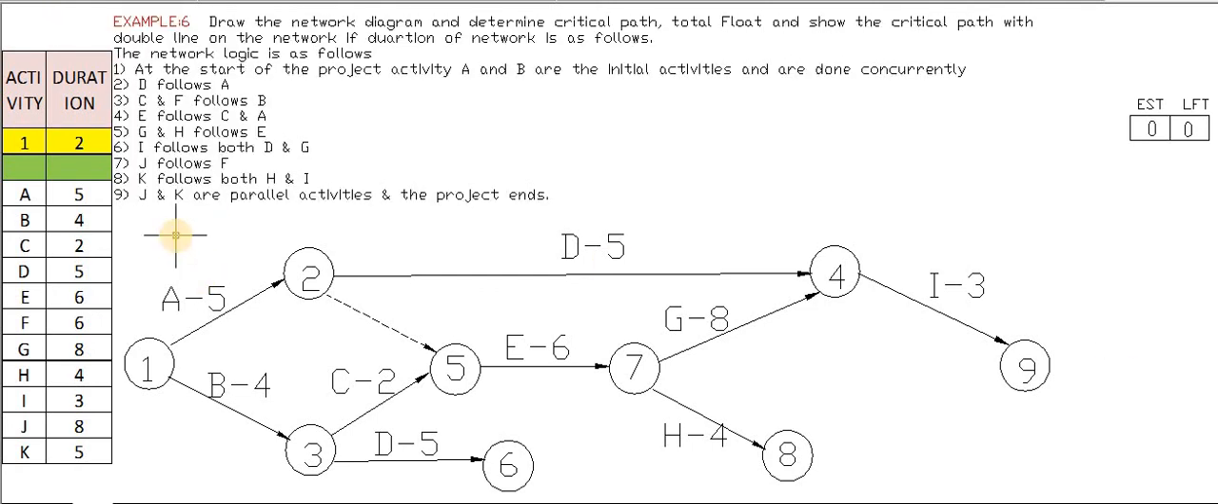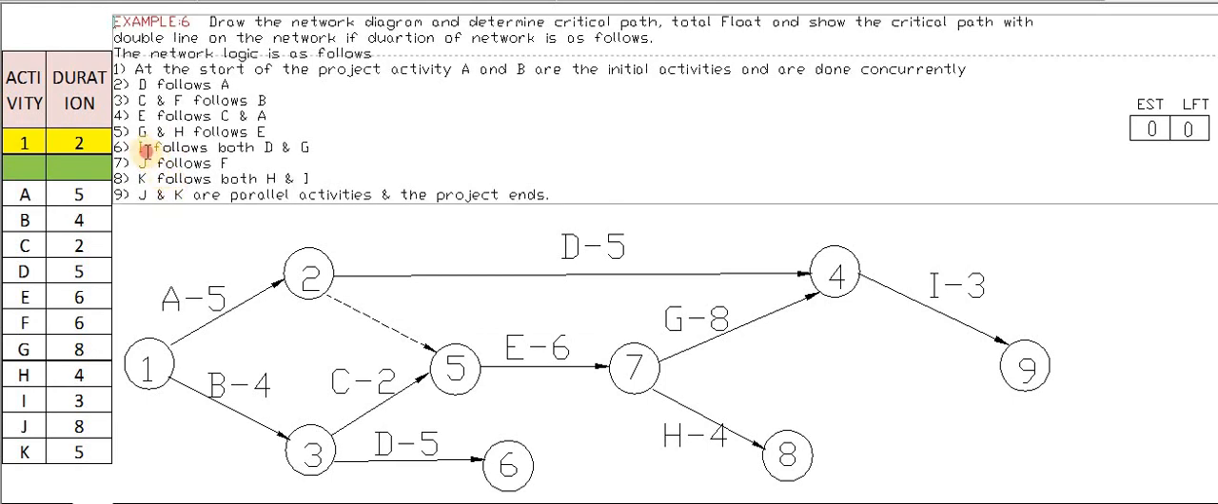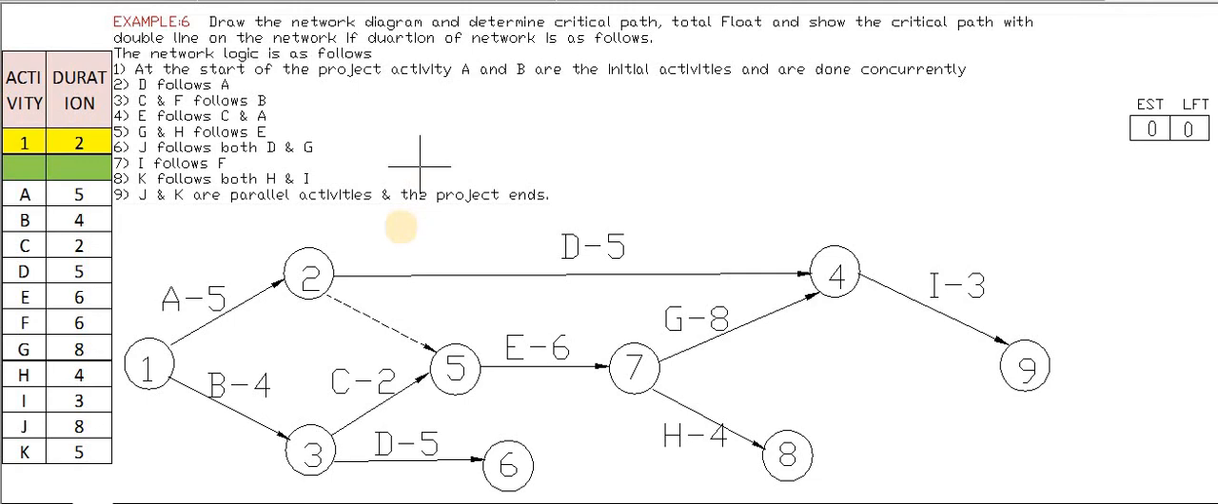So what is serial number 6? I follows both D and J. Here there is a little bit of change in serial number 6. Instead of I it is J. So we will change here. In serial number 6 there is J instead of I, and in serial number 7 it is I, because here the meeting point has been changed.